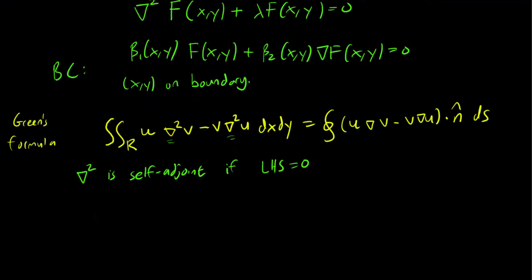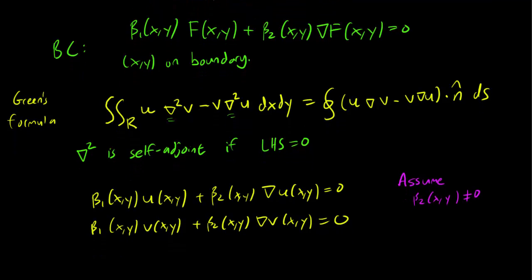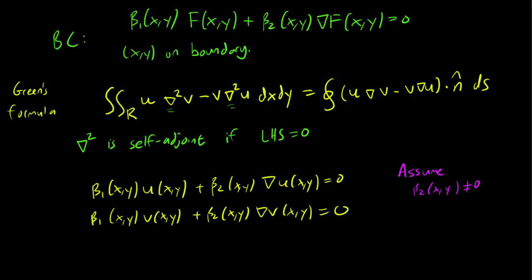And we have, remember, some boundary conditions, and this gives us some restrictions on u and v: beta 1(x,y) u(x,y) plus beta 2(x,y) times the gradient of u(x,y) equals 0, and the same thing for v. Now let's assume that beta 2 is non-zero. This isn't really necessary, but this proof also works if beta 2 is 0, though it works in a slightly different way. And just to make things simple, we're just going to make that assumption.